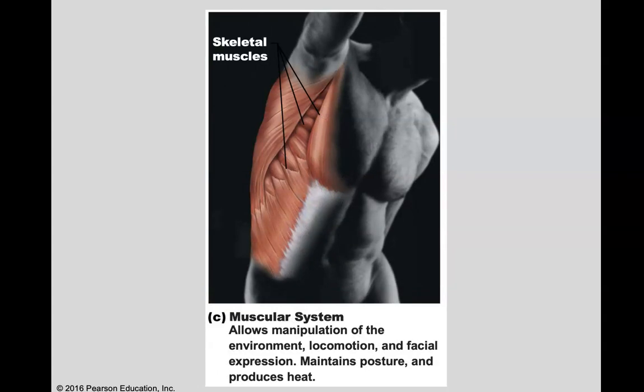Muscular system. So again, the muscular system is, of course, going to allow you to manipulate your environment. It allows you to move yourself. It allows you to do facial expressions.